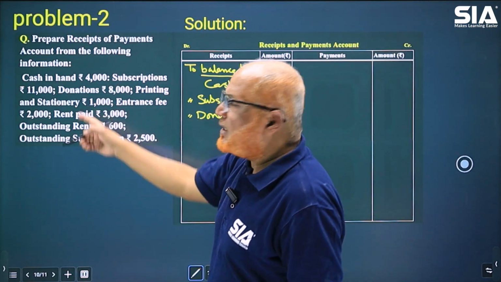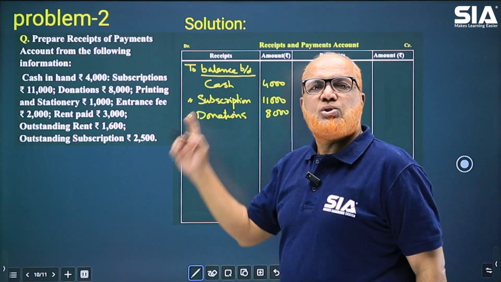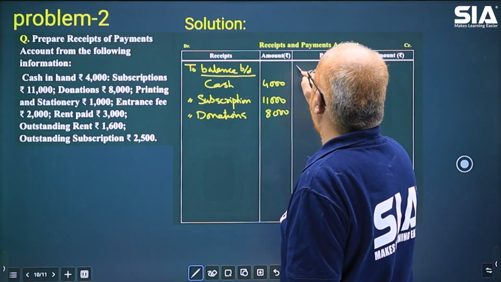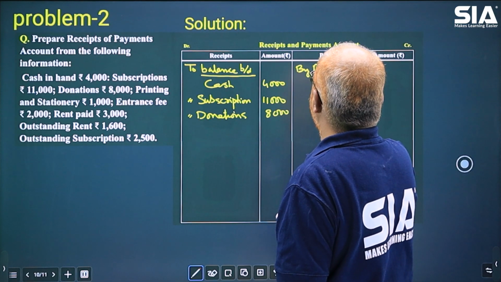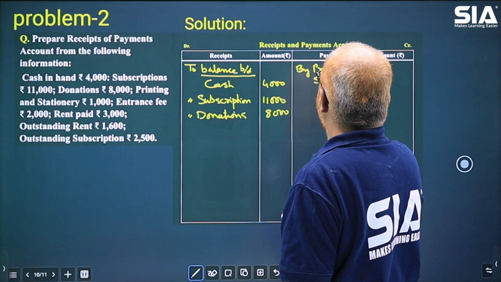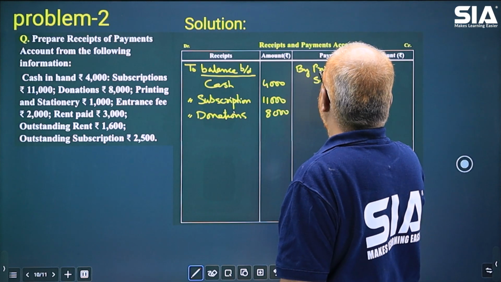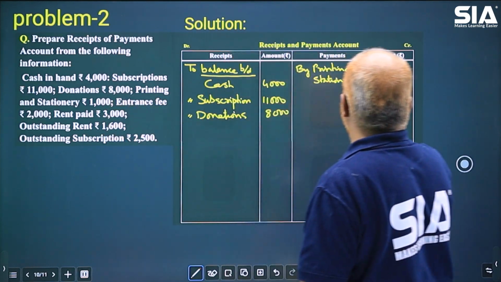Next comes printing and stationery. This is an expenditure, a payment. So on the credit side I am writing by printing and stationery. Printing and stationery, how much is given? 1,000.